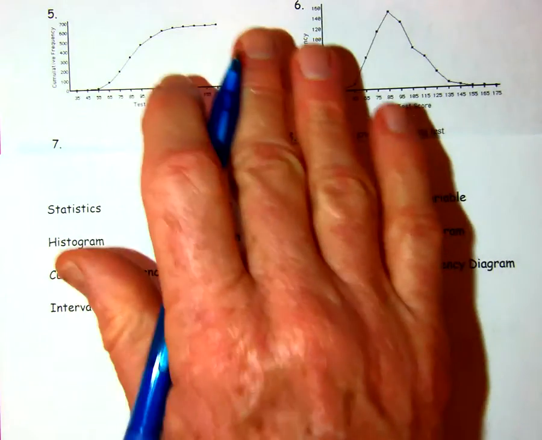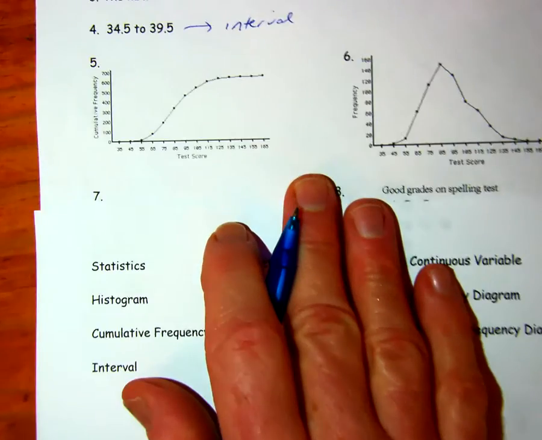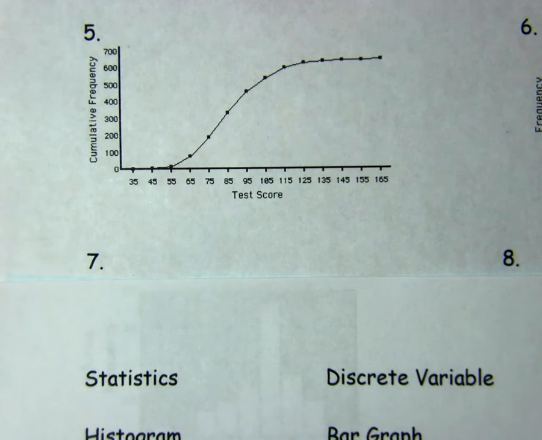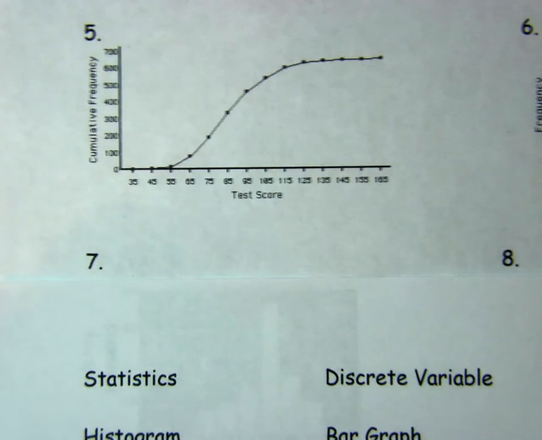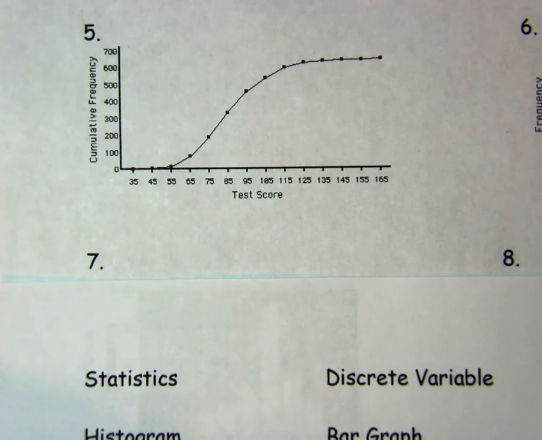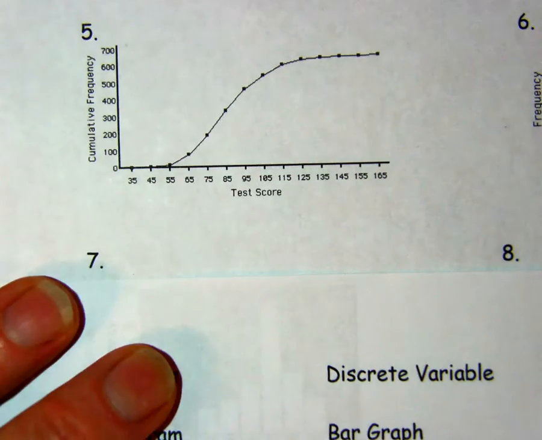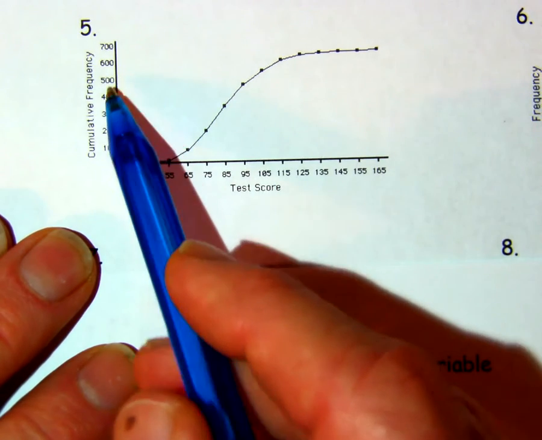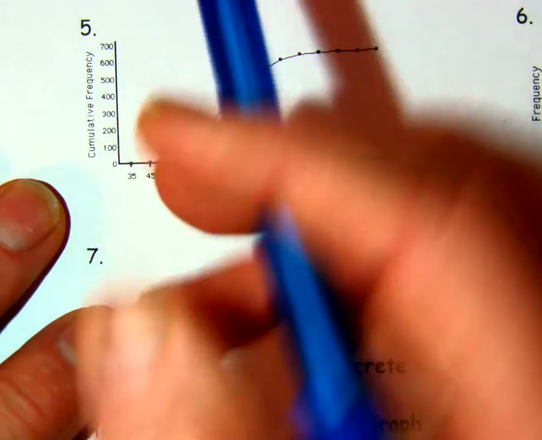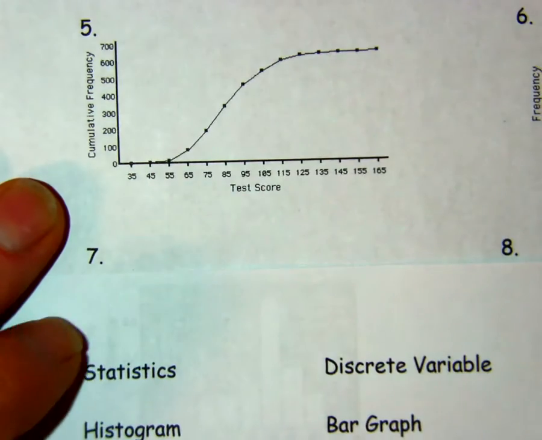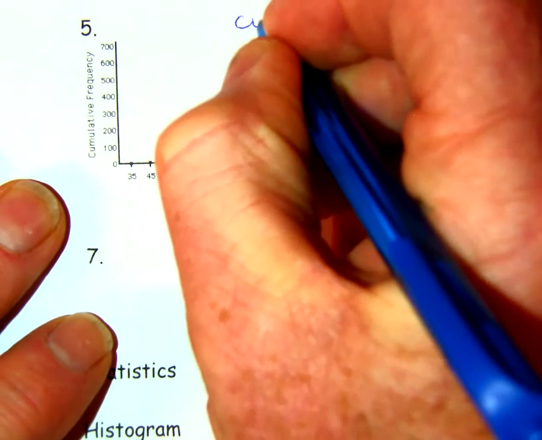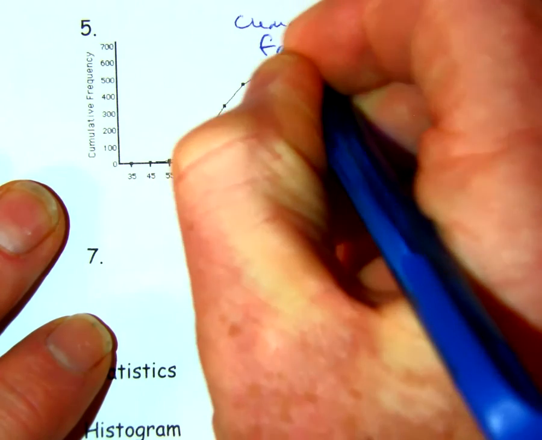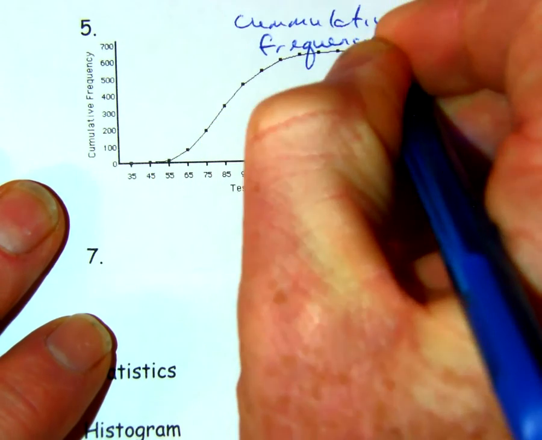I don't know if you were able to print the chart, but let's zoom in on it. And it's very easy to come up with the answer to this one because the answer is right there on the y-axis. So what would you call this? So it's recording the frequency, but it's not. Well, the answer is right there. It's a cumulative frequency diagram, right? Cumulative frequency diagram.